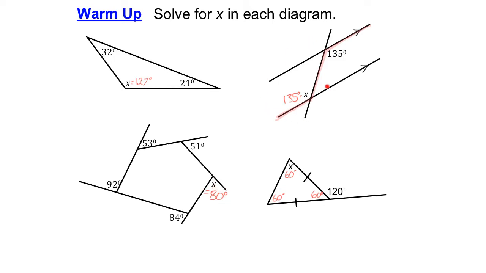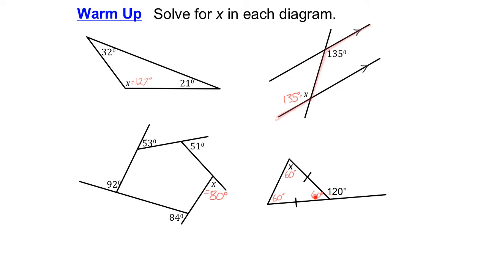Up here, we have two parallel lines, so we're looking for different patterns. Here we have a Z pattern, so we know this angle and this angle have to be the same. And down here, well, here's 120 degrees. This is a straight line, so these two angles have to add up to 180 degrees.